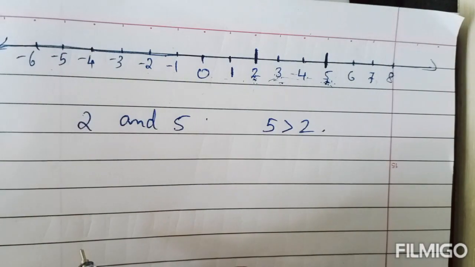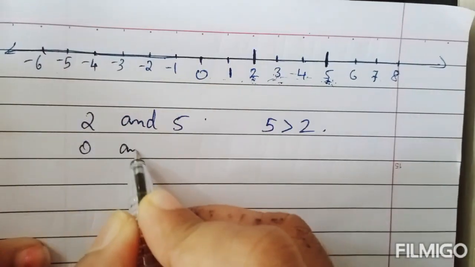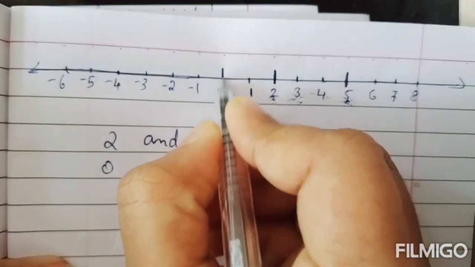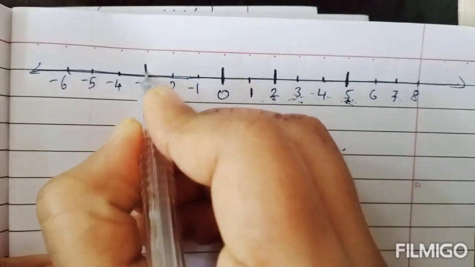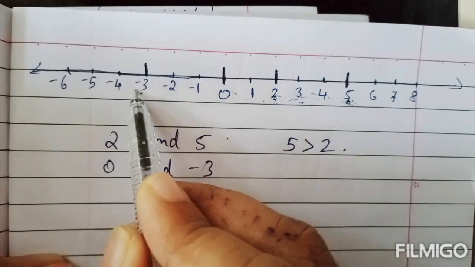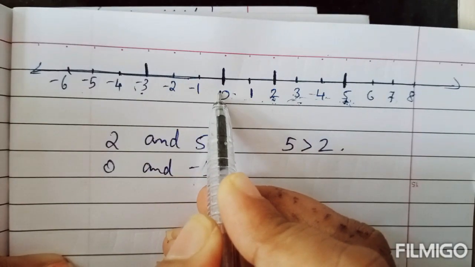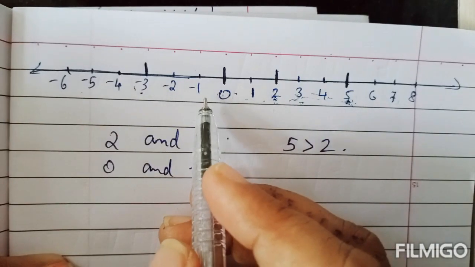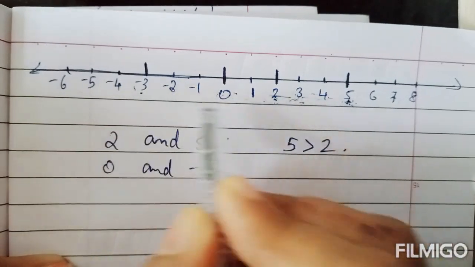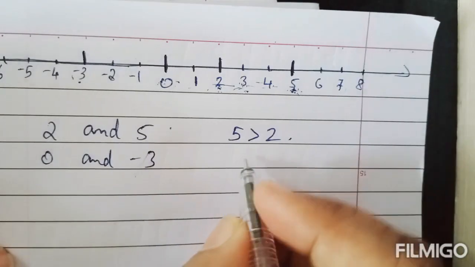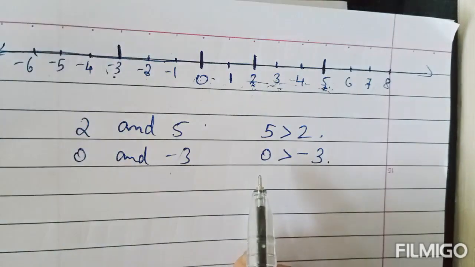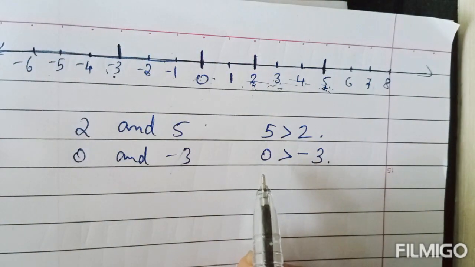Similarly, we can take 0 and minus 3. This is 0 and this is minus 3. So 0 lies on the right of minus 3. This is on the right side of minus 3. So what can we say? 0 is greater than minus 3. The integers on the right are greater.